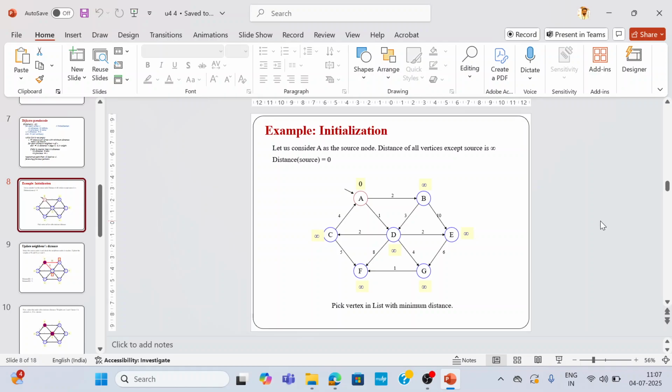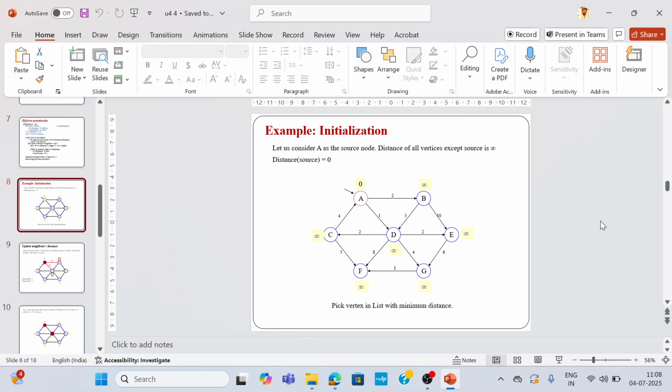Hello everyone. In this session, we are going to see about Dijkstra's algorithm. Have you ever wondered how Google Maps finds the shortest route from your location to your destination? Behind the scenes, it is very much powered by a very smart algorithm like Dijkstra's algorithm. And today we are going to learn how exactly it works.